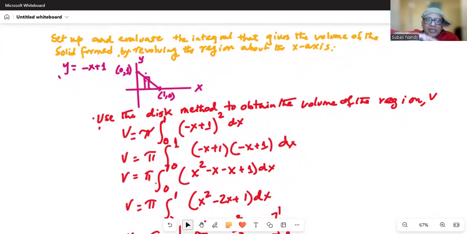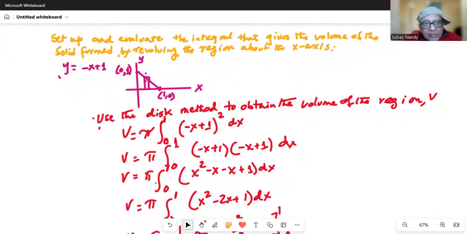So you're rotating it about the x-axis. Now the x-axis equation is y equal to 0, as you know. So the line given is minus x plus 1. It's a negative slope of 1. It goes down the hill. It intersects the x-axis at (1, 0).